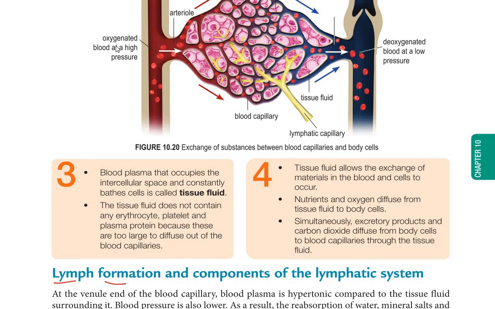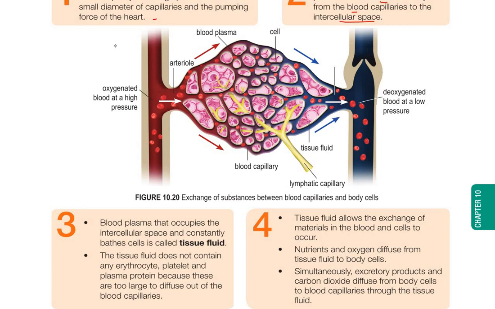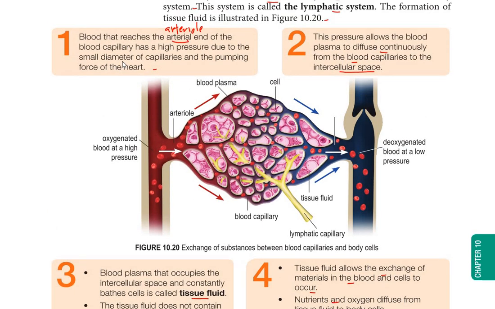Number 3, blood plasma that occupies the intercellular space and constantly bathes the cells is called tissue fluid. And the tissue fluid does not contain any erythrocyte, platelet, and plasma protein because these are too large to diffuse out of the blood capillaries. And then 4, tissue fluid allows the exchange of materials between the blood and cells to occur. Nutrients and oxygen diffuse from tissue fluid to body cells and simultaneously excretory products and carbon dioxide diffuse from body cells to blood capillaries through the tissue fluid. Okay, so these are the explanations.